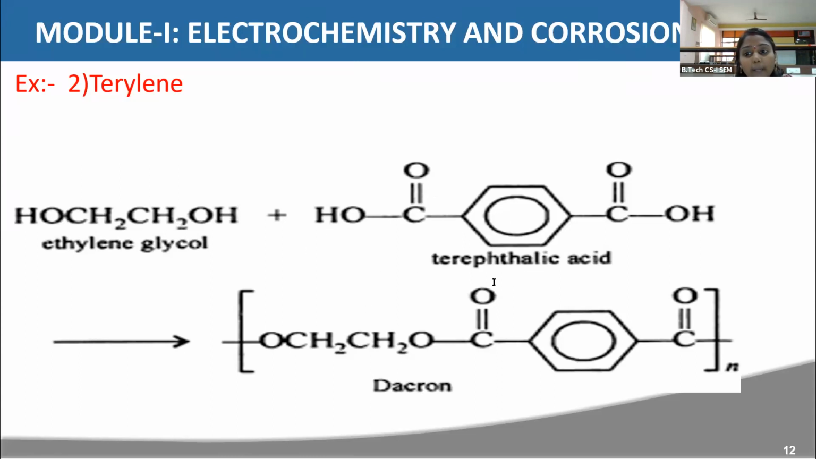What is the byproduct here? A water molecule. Here the OH group of one and the hydrogen of the other, 2 hydrogens and 2 OH groups, are converted into a water molecule, and we get the Dacron polymer.